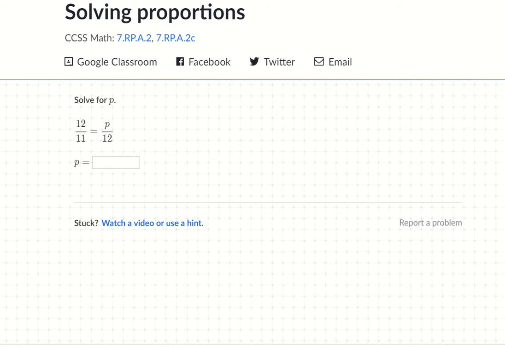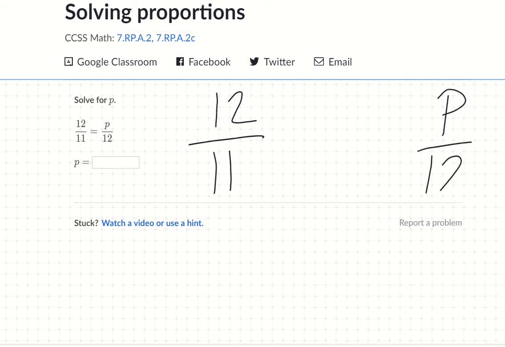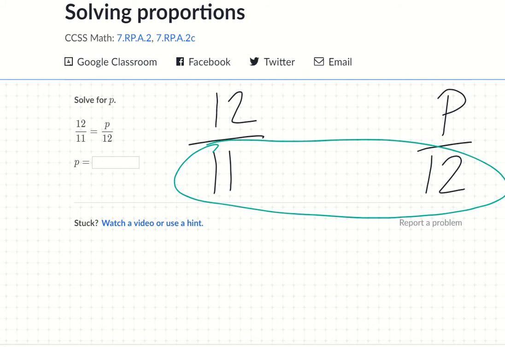So next question, same idea here. It just put the unknown in the numerator. So I've got 12 over 11, or 12 compared to 11, is going to equal P over 12. So I'm going to look at the numbers that I already have. 11 times some number will equal 12. Well, I'm going to use my fact family knowledge, and that's going to tell me that n is going to equal the product divided by one of the factors. So my n is 12 elevenths.